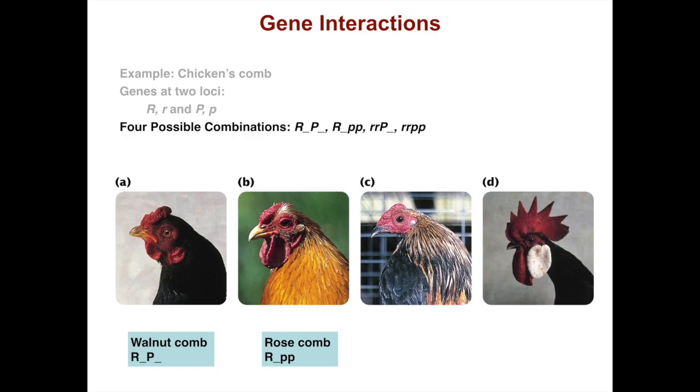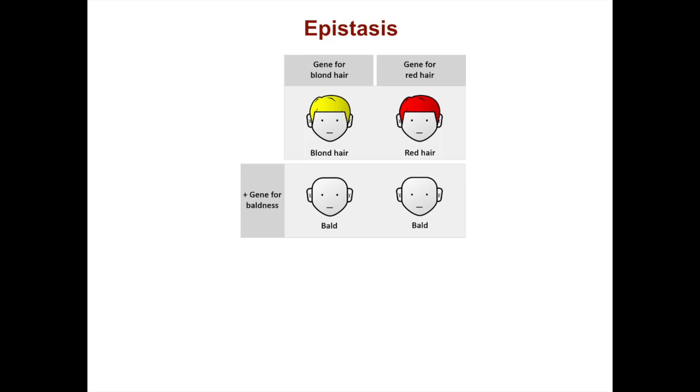The rose comb, which is dependent upon having a dominant R gene and being homozygous recessive for the P gene. If you have a P comb, you're homozygous recessive for the R locus, and you carry a dominant allele of the P locus. And if you have, I think the nicest looking one, the single comb, you are actually recessive for both genes. This brings up the subject of epistasis.